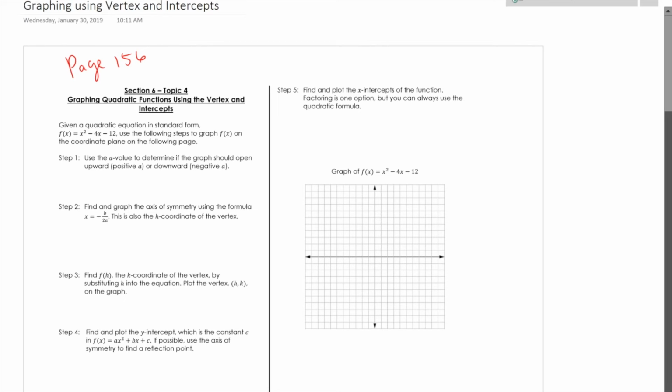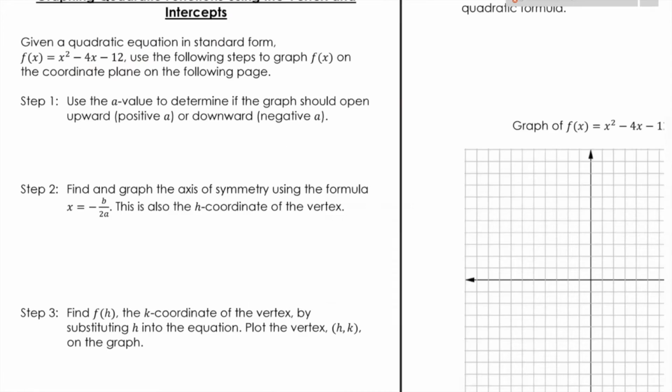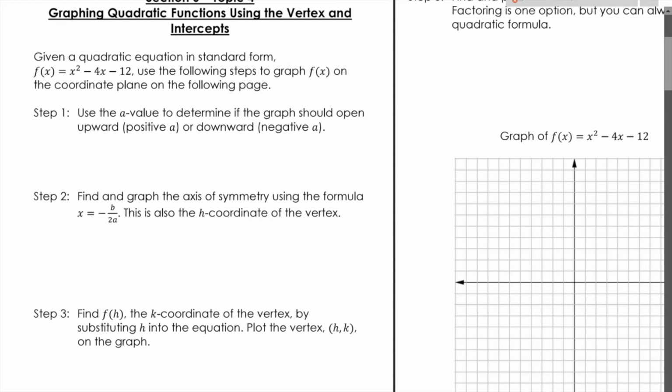Alright, so now we are doing notes on page 156, section 6, topic 4, graphing quadratic functions using vertex and intercepts. So, how this problem works is there's going to be a couple steps that we're going to do together. We'll do one more problem together as well, and then you'll try your own. Okay, so given a quadratic equation in standard form, f of x equals x squared minus 4x minus 12, use the following steps to graph f of x on the coordinate plane on the following page.